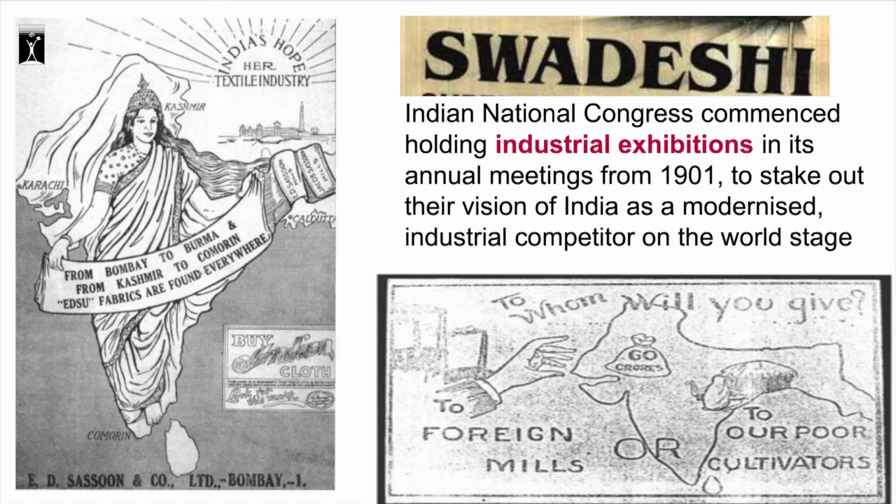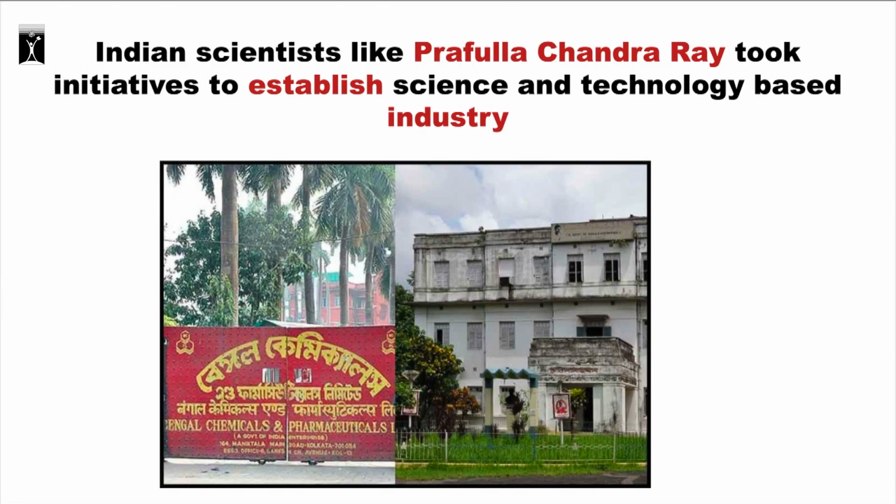And this is also the period of Swadeshi, where the nationalists were talking about establishing Indian industry. Along with the Indian National Congress, there were industrial exhibitions from 1901, and that provided an opportunity for indigenous industry to come up. And people like Professor Prafulla Chandra Ray established industry. For example, Bengal Chemicals and Pharmaceuticals was established by him, saying that we should not only be doing science, but also using science to produce wealth. Industry should be established in India.